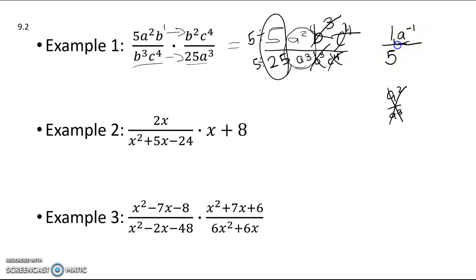Now, if I have this negative 1 power, I have to move it to the bottom of the fraction. I set it up as 1 over 5a to the first power, just 1 over 5a. All right, so do that right there.